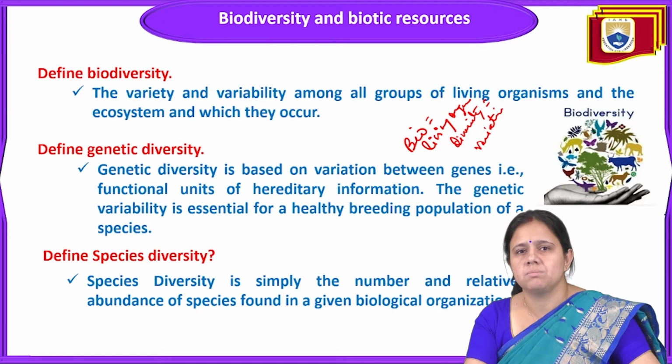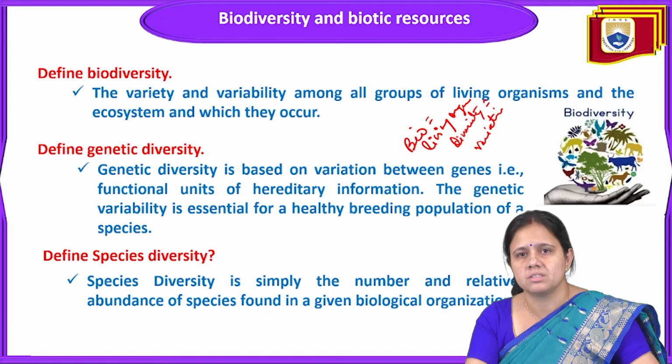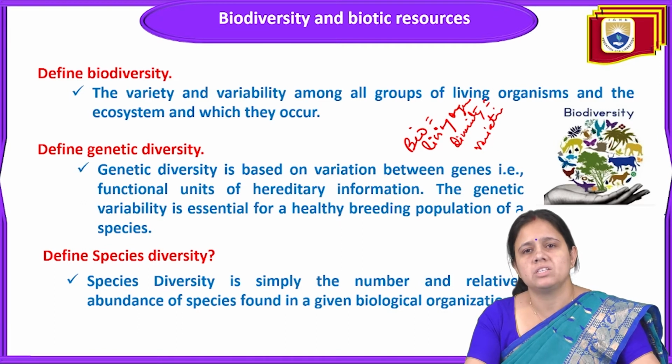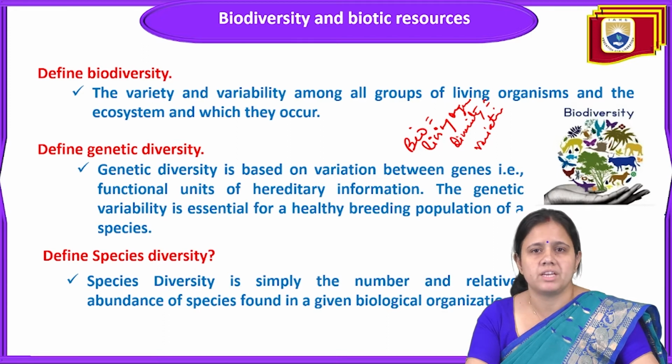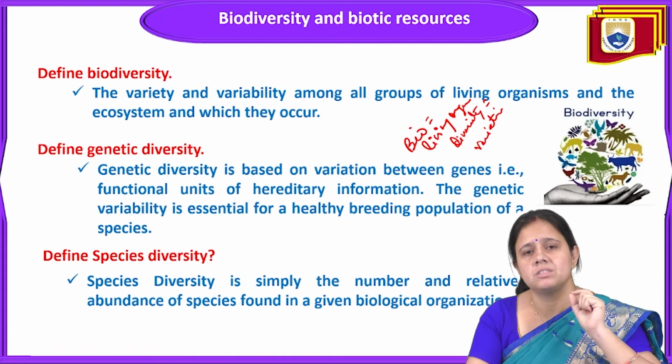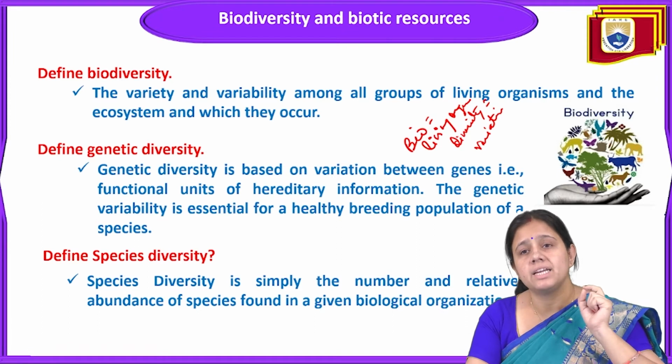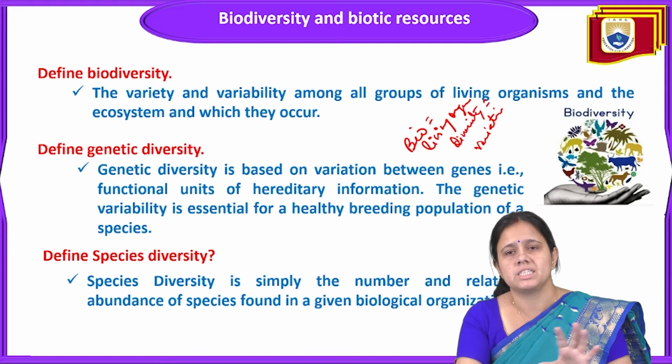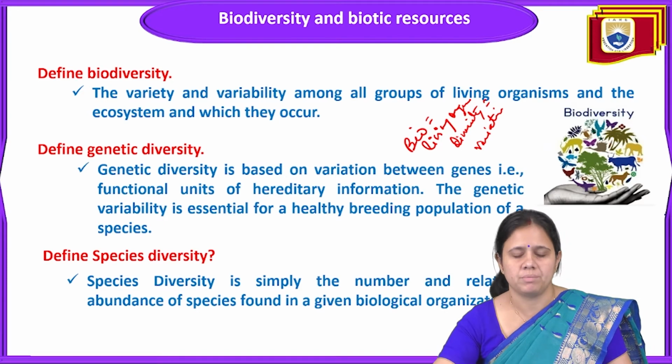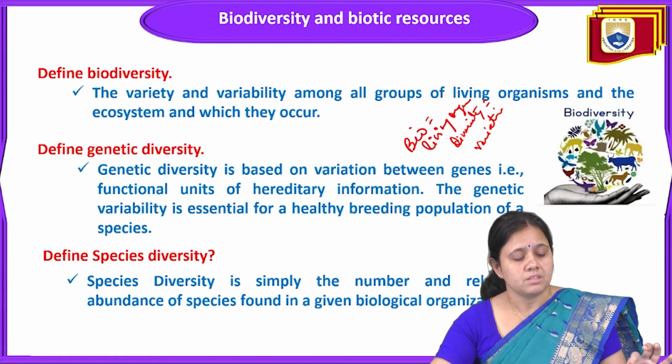Now the next thing is to define genetic diversity. When we talk about diversity, it means variation. Diversity is of three types, as we have already discussed: diversity at the level of genetic variation, diversity at the level of species variation, and then ecosystem diversity. The first and lowest level of diversity is genetic diversity. Genetic diversity is based on the variation between genes, the functional units of hereditary information. The genetic variability is essential for the healthy breeding population of a species.